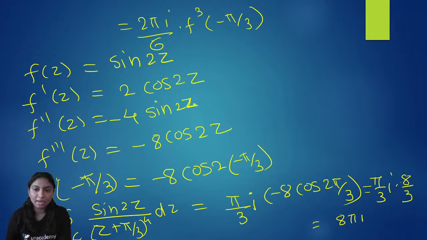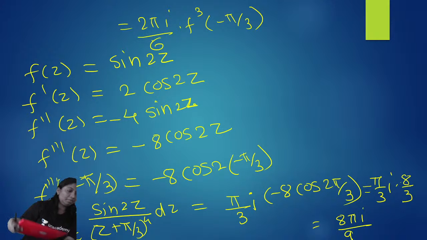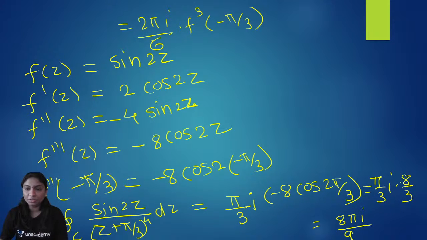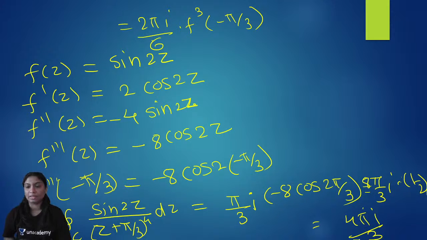8 pi i by 9 by 3 into 8 i into 1 by 2. Here it is 1 by 2, no? 8 pi i into 1 by 2 is 4 pi i by 3. Your final answer is 4 pi i by 3.